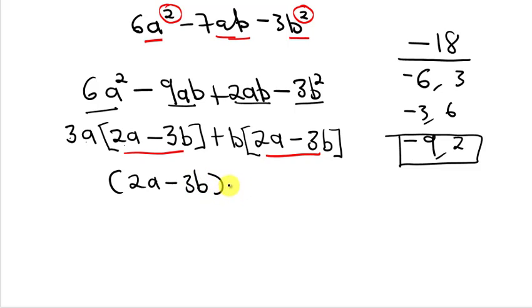We close our bracket. The terms outside the bracket are 3a and positive b, and that will be 3a plus b. So this is how we can factorize the quadratic expression 6a squared minus 7ab minus 3b squared.